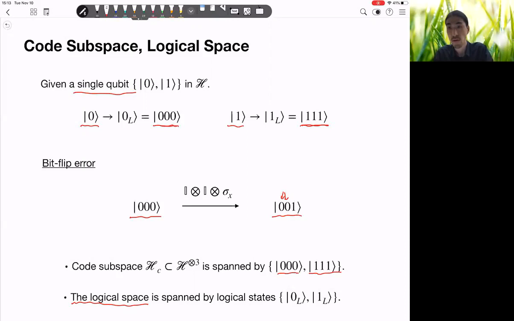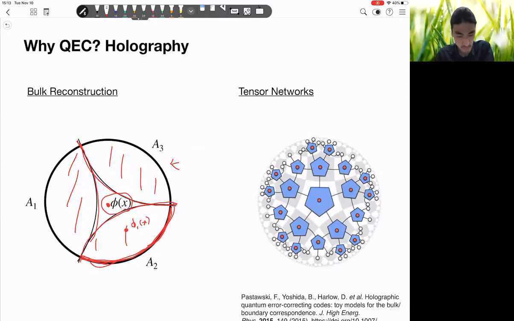Yeah. What is the logical space in the holography example? Like, I think the redundancies are the three subregions, right? This A1, A2, A3. I see. This was in the previous slide. Yeah, so you're talking about this, right? Yes, yeah. So logical, so let's see.